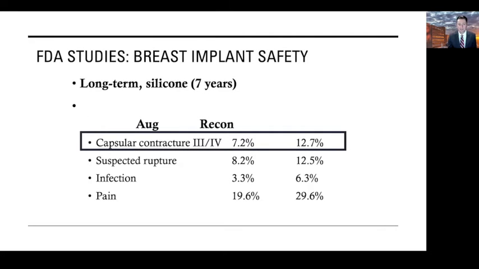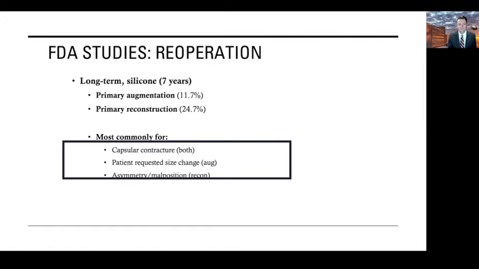If we go 7 years out, we see that nearly 1 in 8 patients will develop capsular contracture, and this continues to steadily increase over time. What was surprising is that about 1 in 5 augmentation patients will have chronic pain long-term, and 1 in 3 patients will have a dull, achy feeling to the chest wall long-term in reconstruction. And I think that this post-mastectomy pain has not been properly addressed in the past, and we could do a better job doing that. Our FDA study showed high reoperation rates.